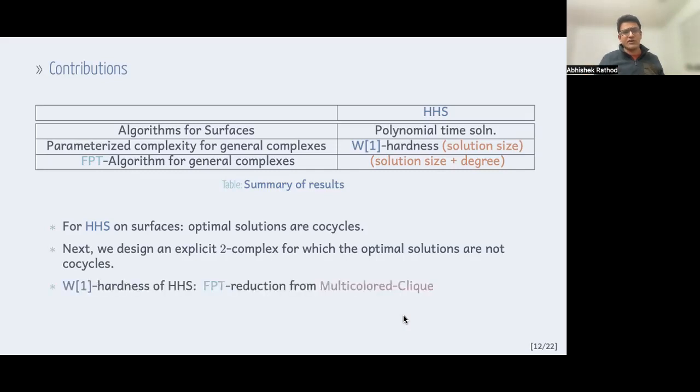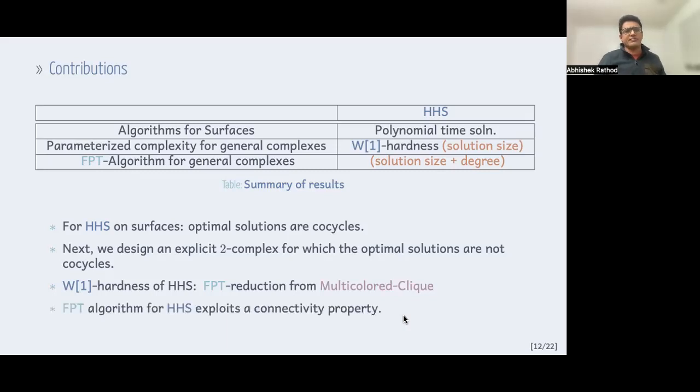Then we show W1 hardness of homological hitting sets for general complexes. And this is done via an FPT reduction from a known W1 hard problem called the multicolored clique problem. The reduction is fairly complicated and surely it cannot be covered in a talk of this length. So that is all I'll have to say about this result.